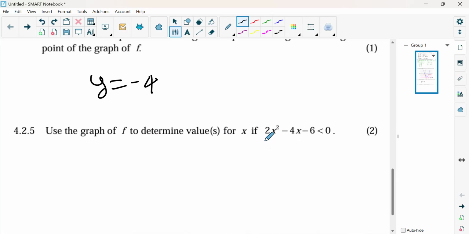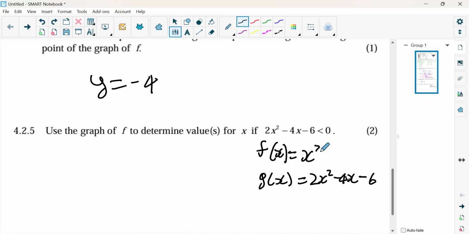Now let's look at how they differ. We're going to write this one again. If they said 2x squared minus 4x minus 6 should be less than 0, it should be below the x-axis. Now let's call this one g of x. We're going to say g of x is equal to 2x squared minus 4x minus 6. Below, let's just write f of x so that we can compare these two graphs. f of x is x squared minus 2x minus 3.